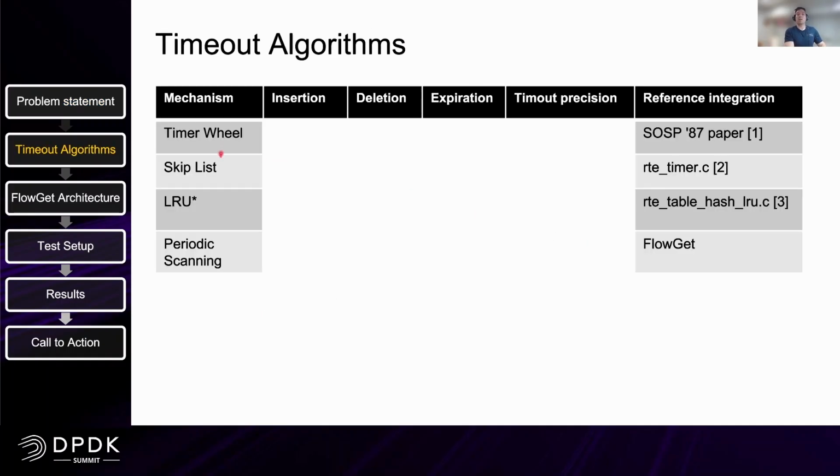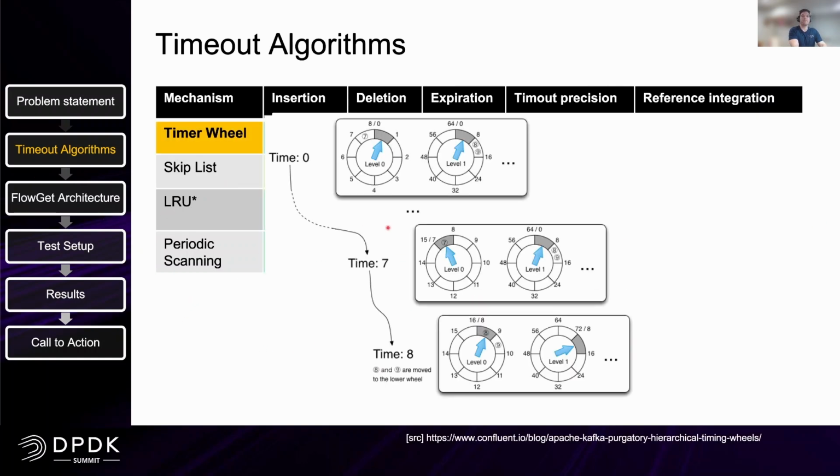The four candidates we will discuss are timer wheels, skip lists, LRUs, and periodic scanning. Timer wheels were already introduced in 1987 in the SOSP paper. Skip lists and LRUs are by default part of DPDK, and periodic scanning will be implemented in FlowGet. Let's start with the timer wheel.